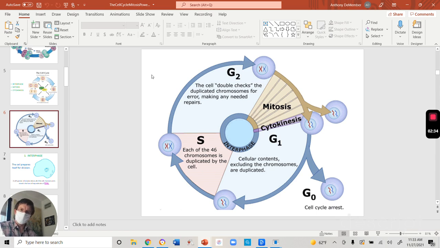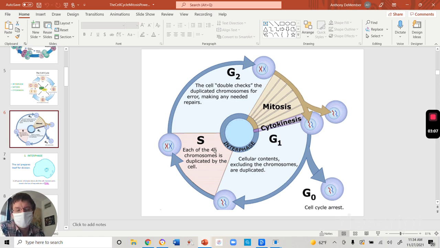So in G1, that's when we're duplicating everything we need, except for the chromosomes. The other cell is going to need a mitochondria. The other cell is going to need a Golgi apparatus. It's going to need all that stuff. So we're getting it ready for cell division. So again, during G1, we're duplicating everything except for the DNA, the chromosomes.